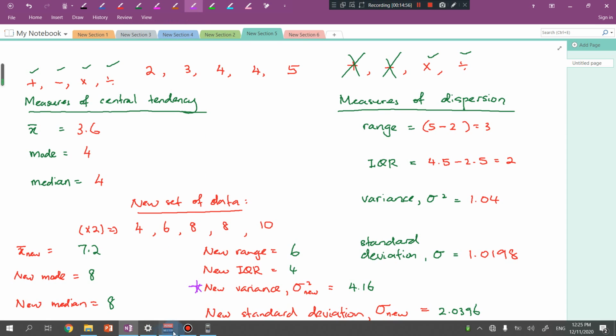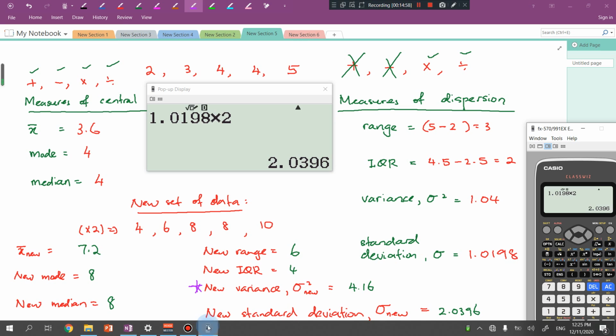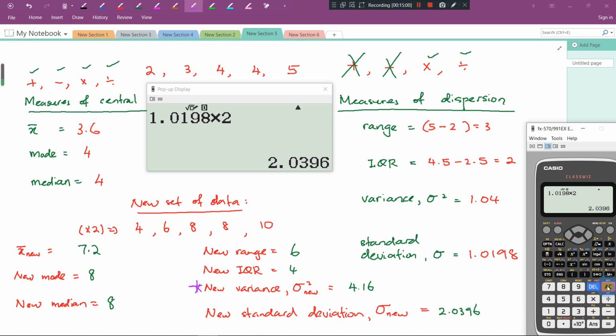It's not times 2, but times 2 square. Okay, let's see. 1.04 times 2 square, 4.16. Okay, so when we go to new variance, be more careful.